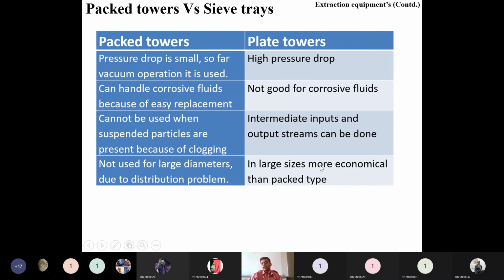In large sizes, plate towers are more economical than the packed type. So when you go to large diameter towers, it is very useful to use plate stages inside that column. If the diameter of the column is very small, then we can directly use the packed column. So that's the major difference between packed and plate columns or sieve tray columns. Plates or trays both are the same.